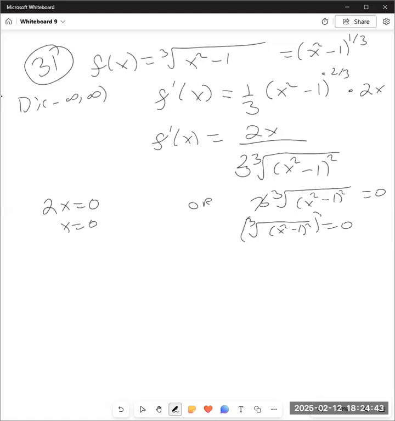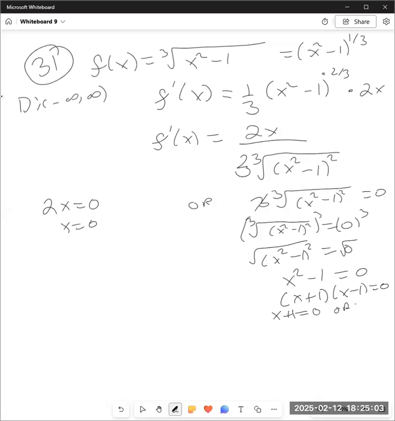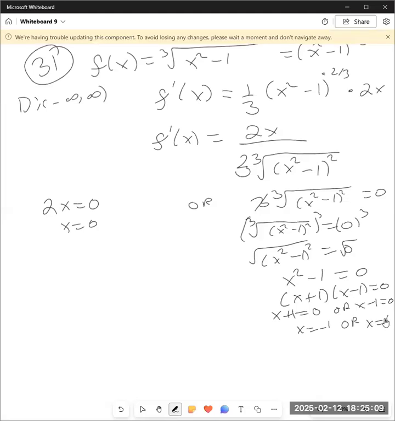Cube both sides, and I get that (x squared minus 1) squared is equal to 0. Square root both sides, and I get that x squared minus 1 is equal to 0. (x plus 1)(x minus 1) equals 0. X plus 1 equals 0, or x minus 1 equals 0. X is equal to -1, or x is equal to 1.